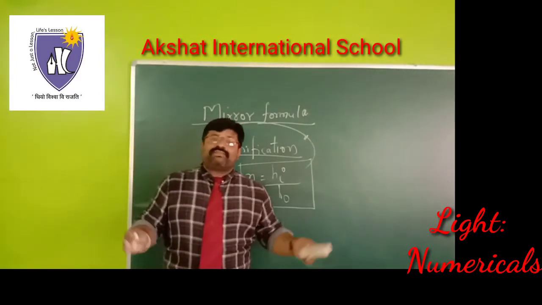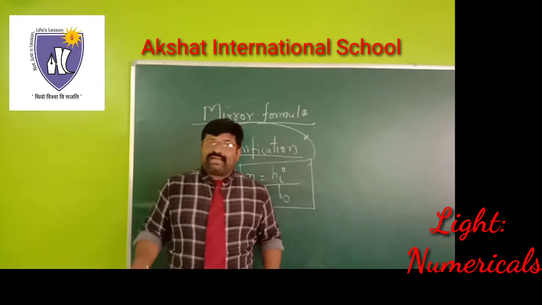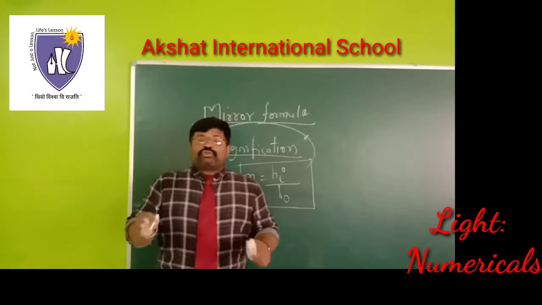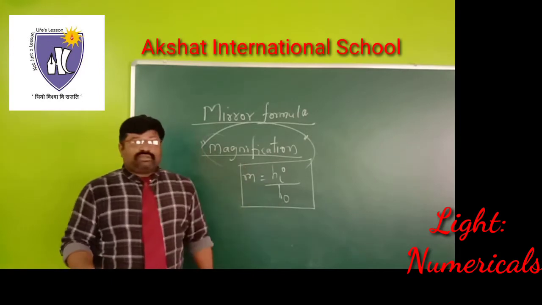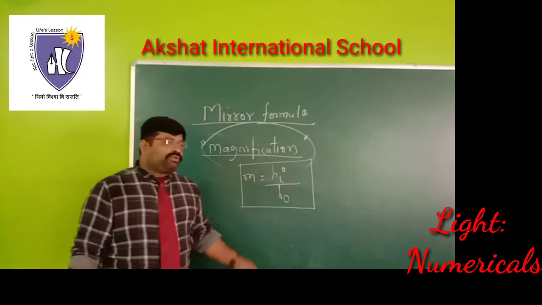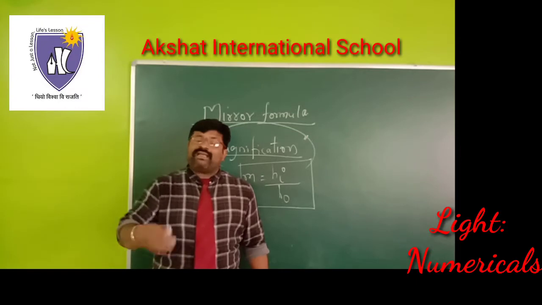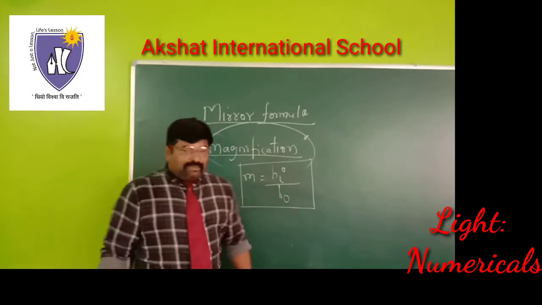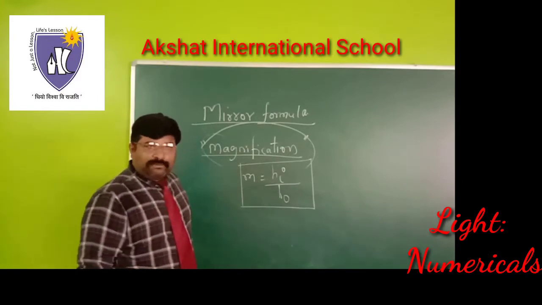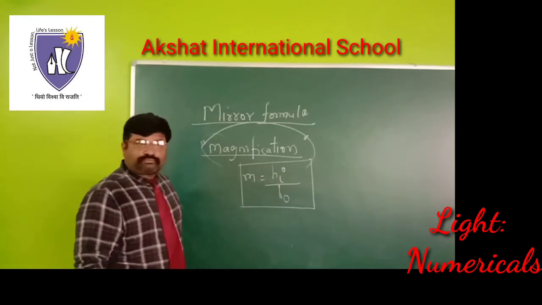Suppose in the exam it comes directly: what is magnification? Write its formula, or write its numerical representation. Defining magnification: it is the ratio of the height of the image with respect to the height of the object, that is M equals HI by HO. So this we have to learn today. I hope you got it. This is a simple formula, M equals HI by HO.